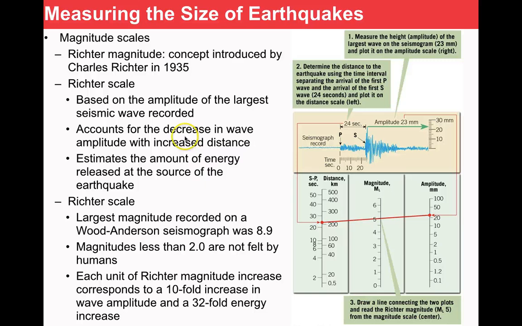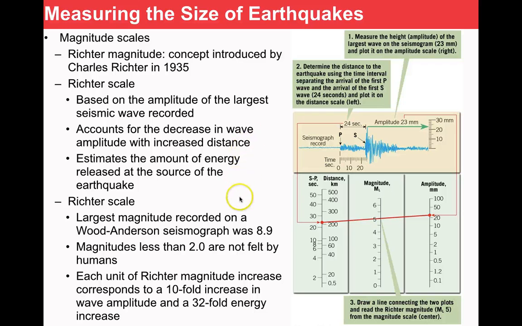It accounts for the decrease in wave amplitude with increased distance. How does it do that? It correlates whatever you see here with your S-P distance. So you know the time difference between these two, in this case 24 seconds. You can use that to figure out its distance. You know the amplitude, you put it over here, and then you basically draw a straight line through the magnitude scale here. That estimates the amount of energy released at the source of the earthquake. We call that estimation a magnitude.